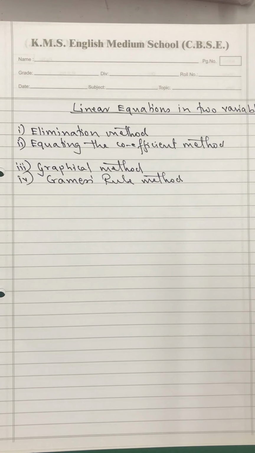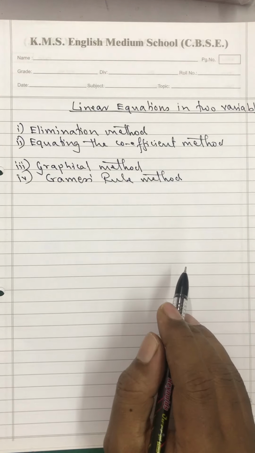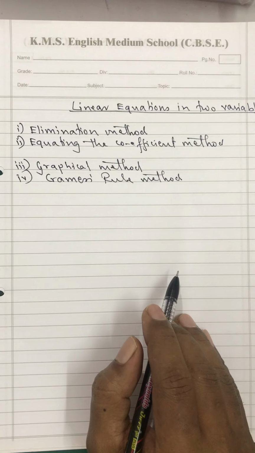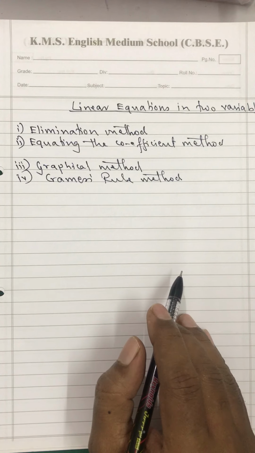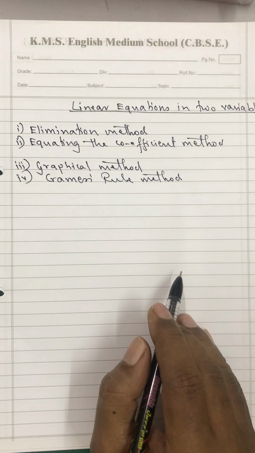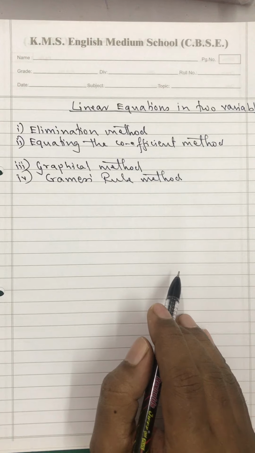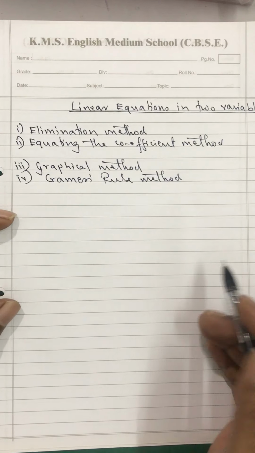This is basically a chapter of algebra. See, my dear students, you must be knowing linear equation in two variables. Basically, you were introduced to this chapter in standard 9th or maybe even before that. But in standard 9, definitely you had a good introduction of this topic. Basically, what are linear equations in two variables?